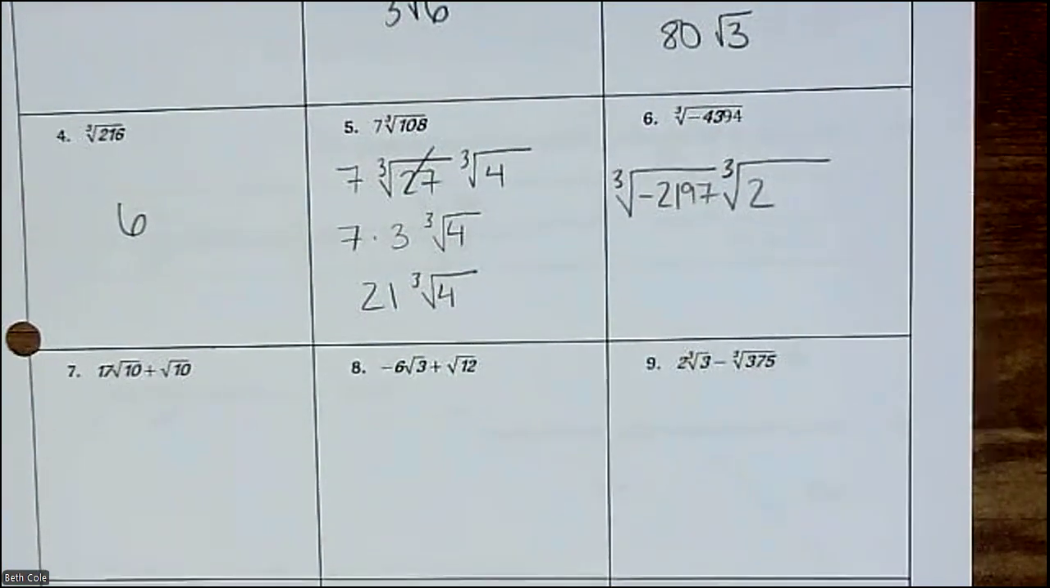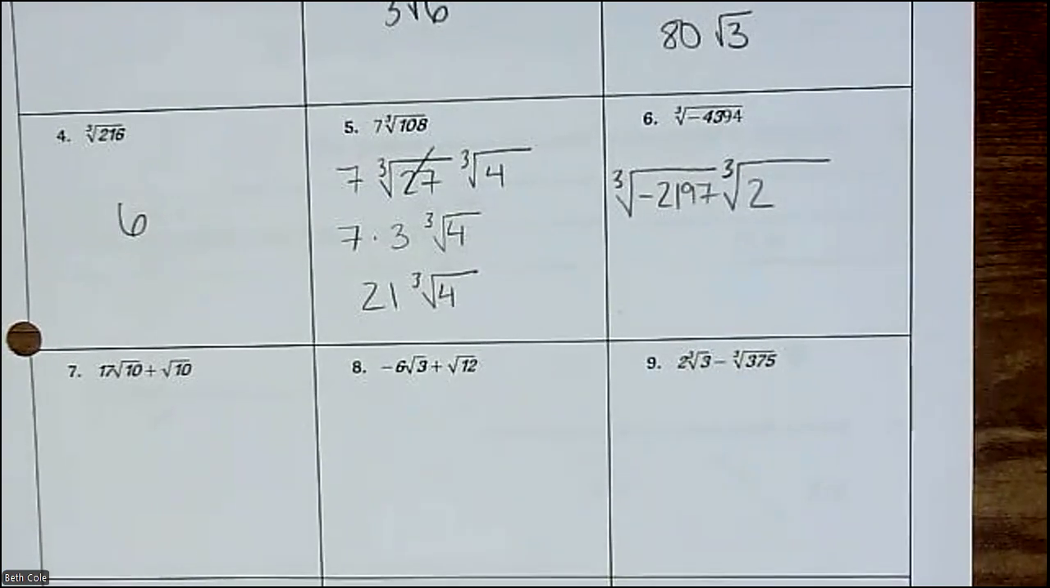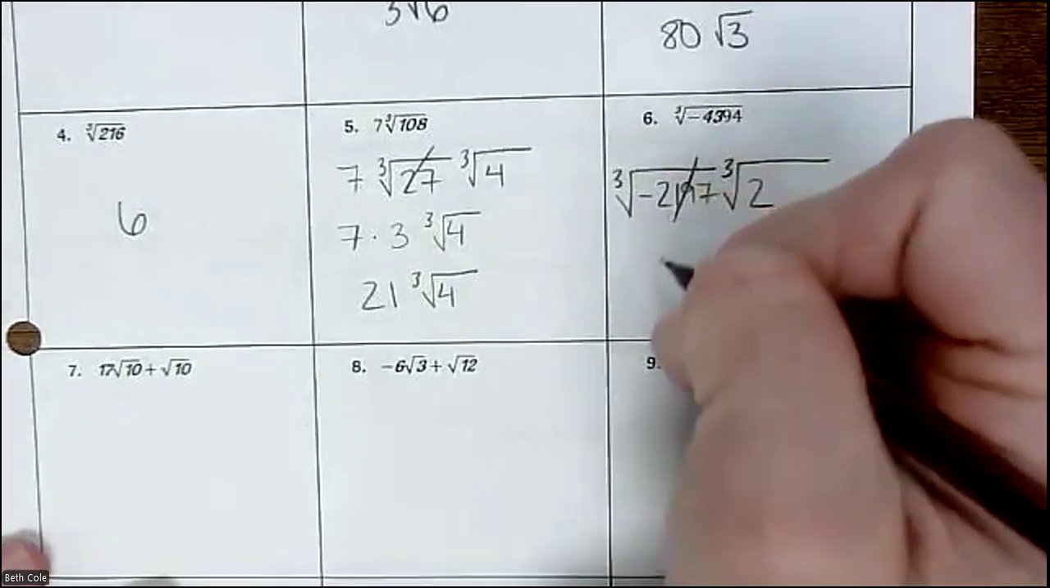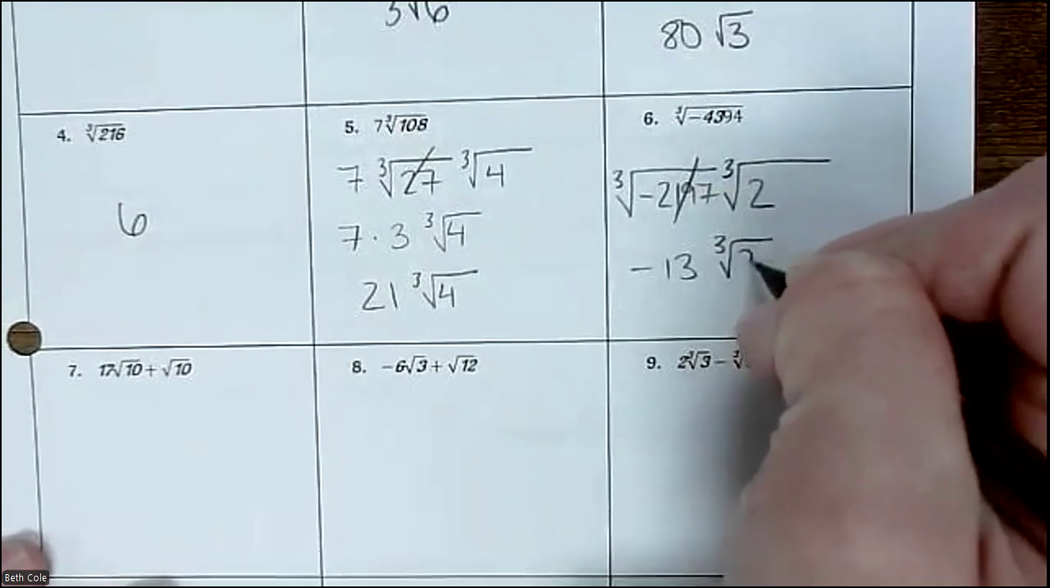And it's just negative, like there's just a negative there. And then what was it, 13 cubed? What did I find it was? Do you see how it's 13 cubed? Do you understand what 13 cubed means? It's 13 times 13 times 13. That's why it's such a big number. All right. So anyway, that's going to be negative 13 cube root of 2.